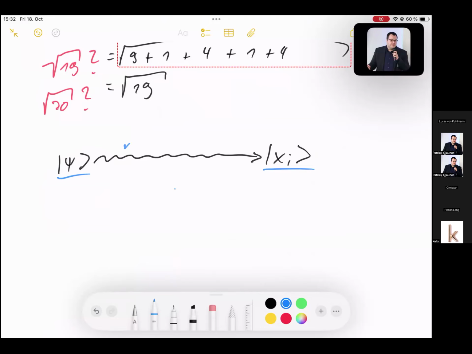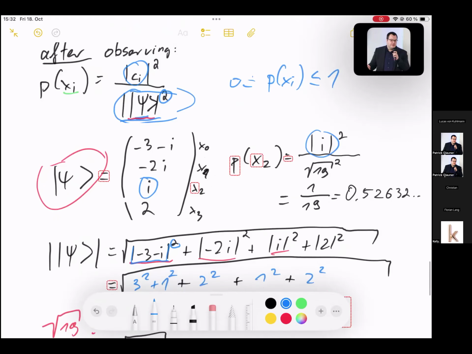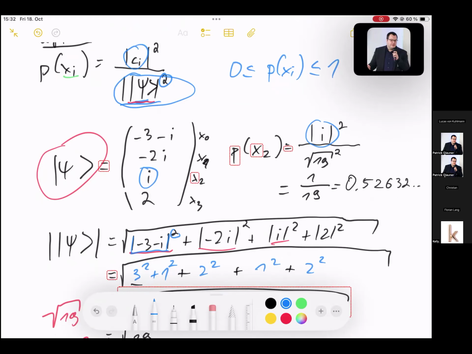Because this one here is the measurement, and the measurement turns the quantum state into a classic state. And the classic states, what we use here, are always these basic states. This is now 4 basic states.